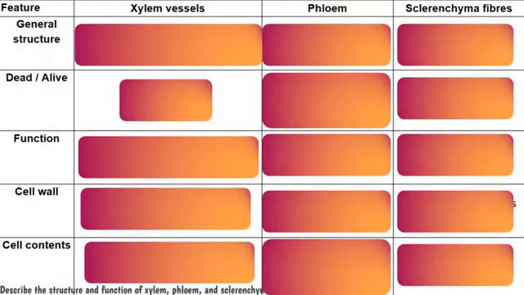So let's take a moment to review what we know and what we've learned. I'd like you to fill in this table and have a look through for the general structure. Give me a description of what it is. Tell me if it's dead or alive. Summarize the function of each vessel. What's in the cell wall? What's it made of? And is there anything inside that cell? So pause here, complete the table, and we'll go through the answers.